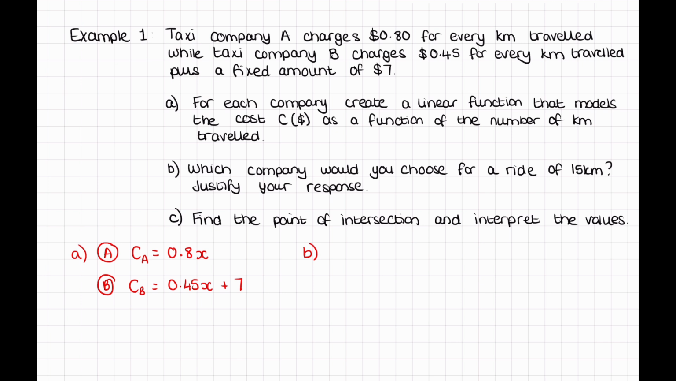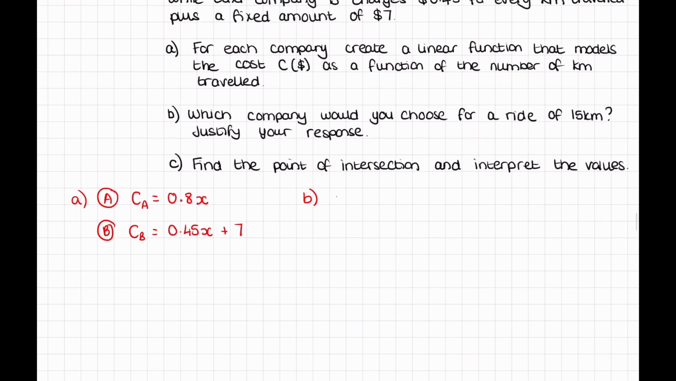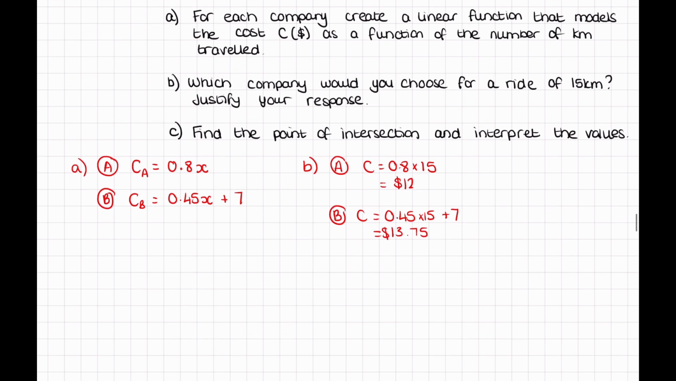Justify your response. So what we want to do is find out what the cost is for each of these at 15 kilometres. For company A, the cost would equal 0.8 times 15, which equals $12. For company B, it will be 0.45 times 15 plus 7, which equals $13.75. So with this information, we would choose company A because it is cheaper.